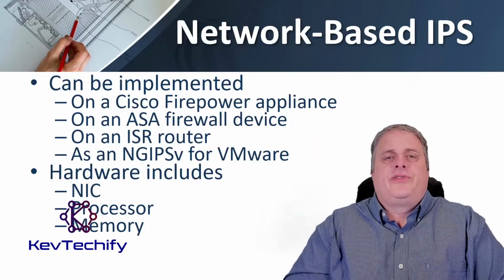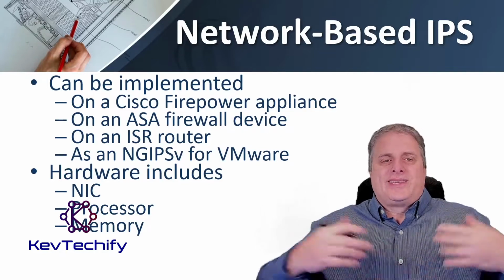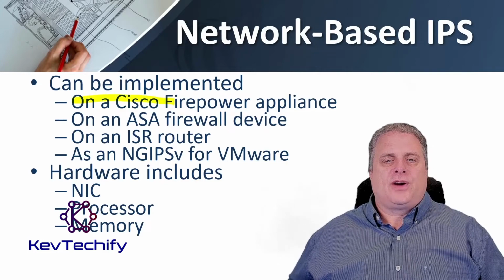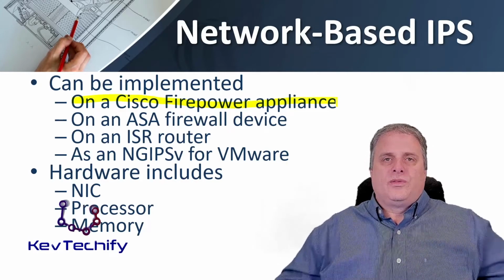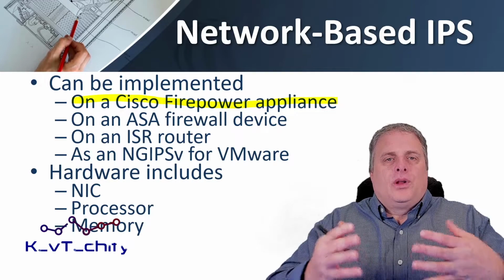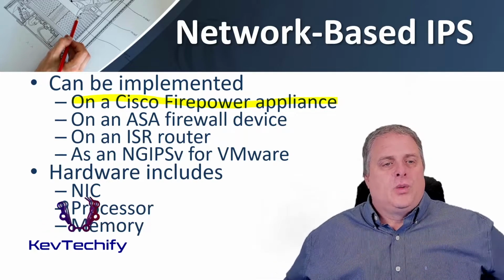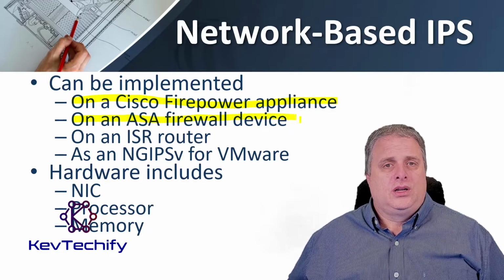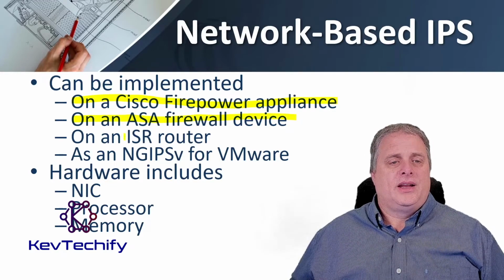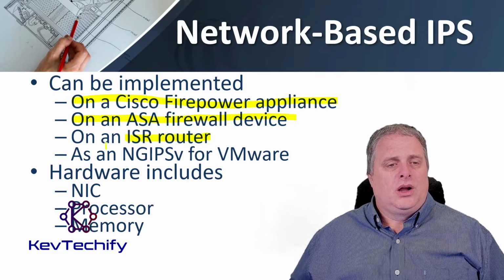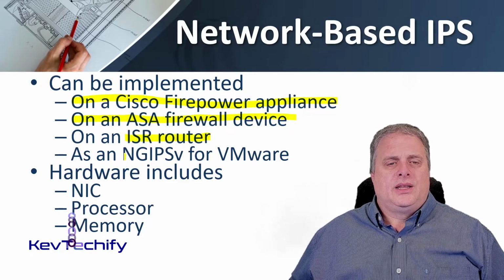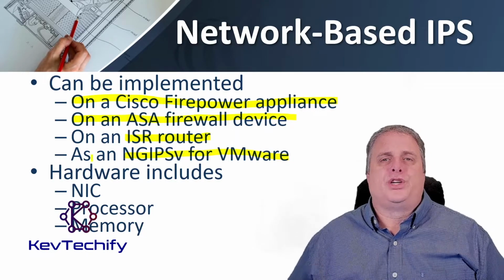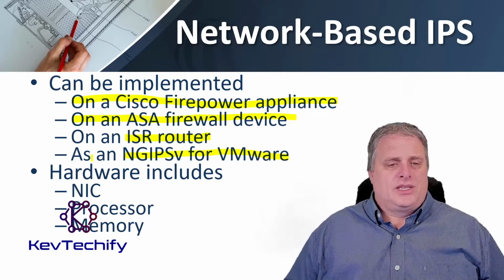Network based intrusion prevention sensors can be implemented in several ways. First way here is you can put it on a Cisco Firepower appliance. That's one of their mainstream, one of their big corporate level firewalls. We could also look at using an ASA, an adaptive security appliance firewall. We could put it on an integrated services router, or we can look at using the NGIPS for VMware, creating a virtual machine for our IPS sensor.